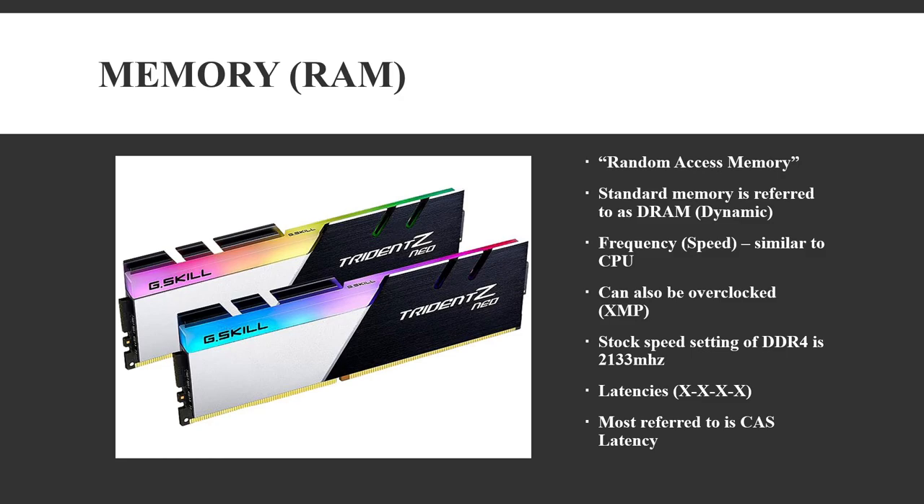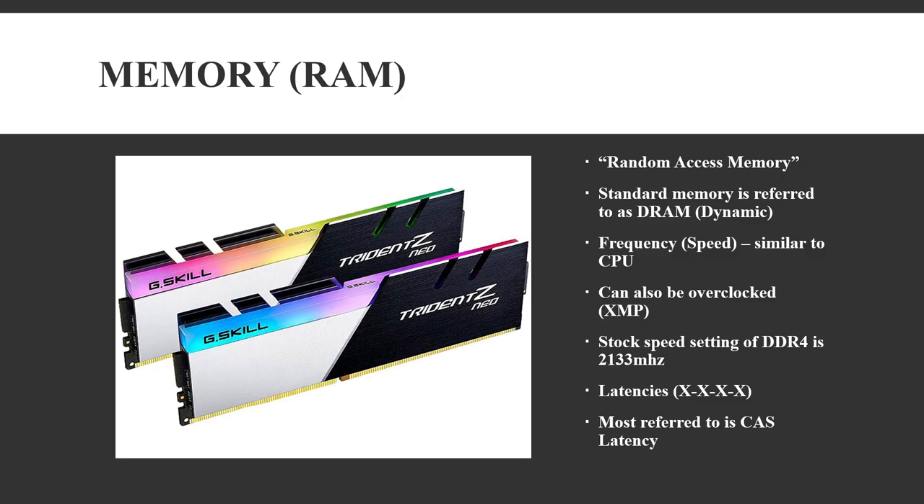Memory also has speed, just like the CPU. Your memory speed is usually measured in megahertz, though, instead of gigahertz, which is a little weird. I don't know why companies originally decided to do this. An example would be somebody might say my CPU is running at 4.5 gigahertz. For memory, somebody's going to say my memory is running at 3200 megahertz.